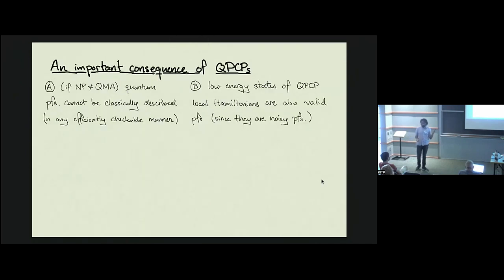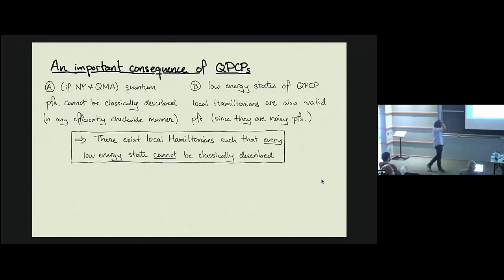Because we had these two ideas so far. One was that quantum proofs cannot be classically described. We said that earlier. And the second one was what we just said one slide ago, which is that low energy states of quantum PCP Hamiltonians are also valid proofs. So as a consequence, if you believe in this quantum PCP conjecture, you're also believing in this box statement that there must exist local Hamiltonians such that every low energy state cannot be classically described.